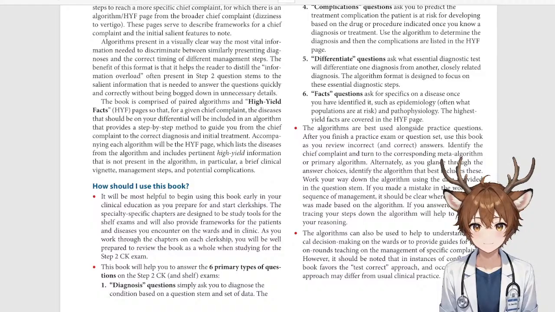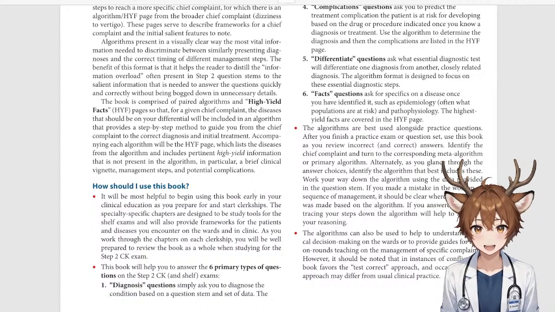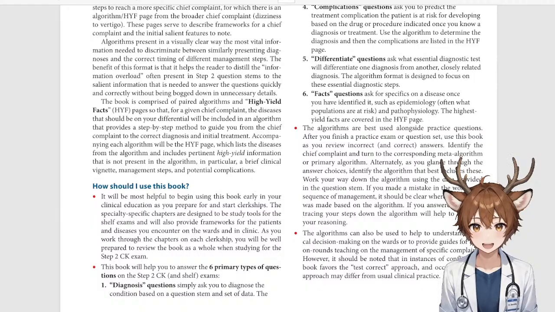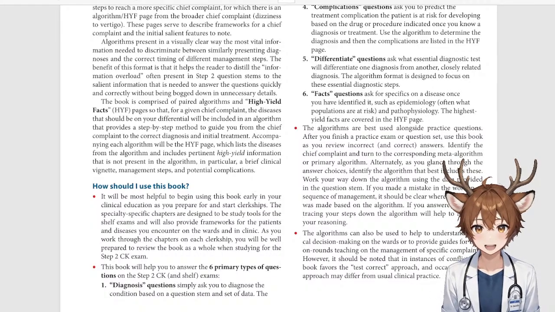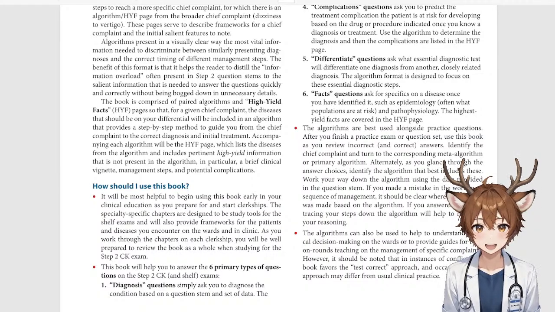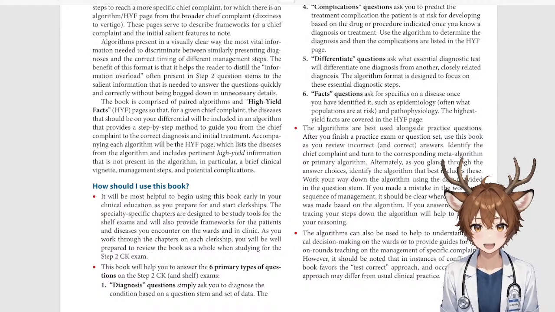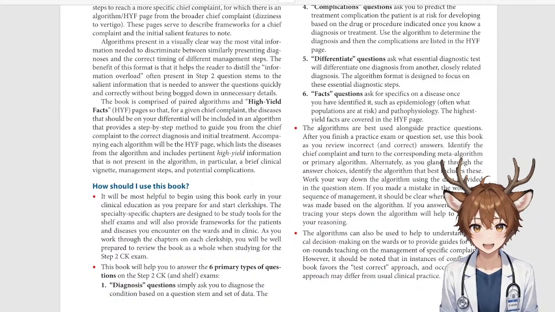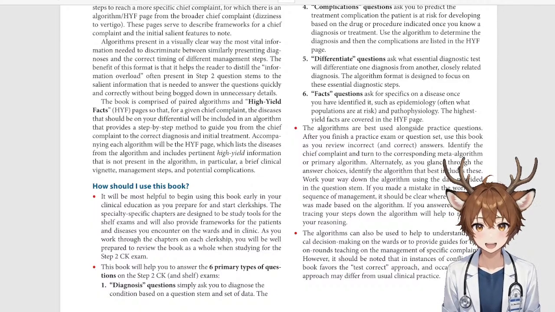Identify the chief complaint and turn to the corresponding meta-algorithm or primary algorithm. Alternatively, as you glance through the answer choices, identify the algorithm that best includes these. Work your way down the algorithm using the data provided in the question stem. If you made a mistake in the workup or sequence of management, it should be clear what the mistake was based on your algorithm. If you answered correctly, tracing your steps down the algorithm will help to reinforce your reasoning.